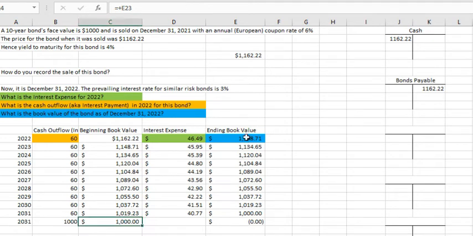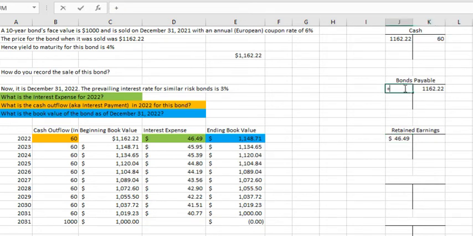Let's continue recording the transactions in year 2022. So what we are doing is we are paying cash in the amount of $60. So that's going to be a debit. We are going to have retained earnings. Retained earnings is going to decrease with the interest expense, and we calculated that for $46.49, which was the beginning book value of the bond multiplied by the yield to maturity.